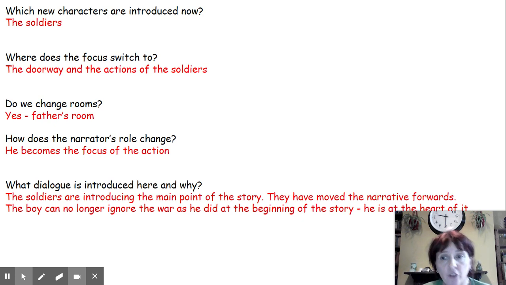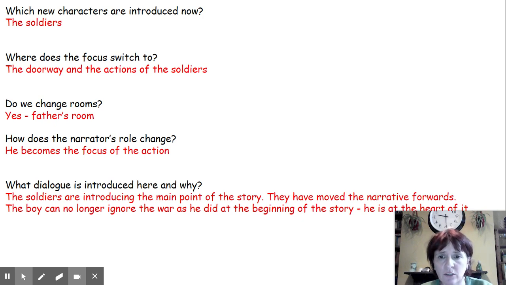We then move into father's room. So we go from the nice, peaceful, calm living room on the rug to his father's room, which is a bit more business-like, I think. Kind of a more adult, maybe a masculine kind of place. How does the narrator's role change? Well, if you think at the beginning, he was quite placid and peaceful, and the war was going on around him. Now he's the focus of all the action. And that links to the last point.